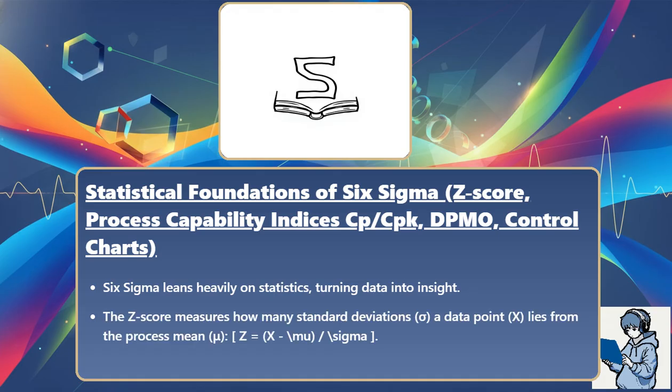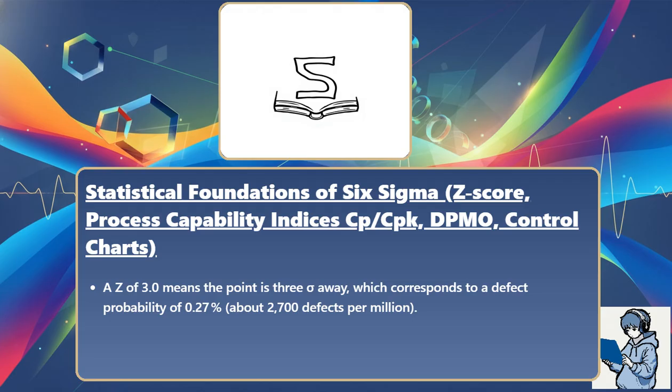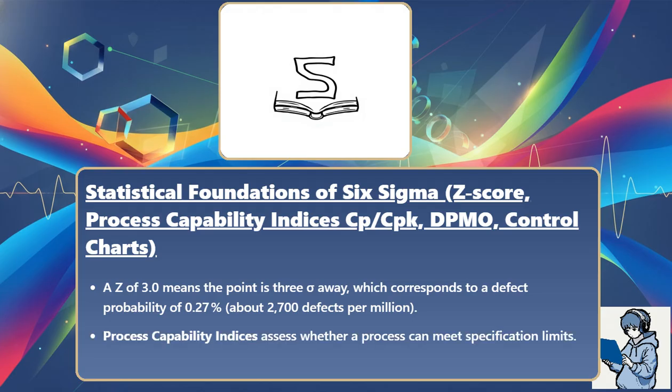The Z-score measures how many standard deviations (sigma) a data point x lies from the process mean mu. Z equals (x minus mu) divided by sigma. A Z of 3.0 means the point is 3 sigma away, which corresponds to a defect probability of 0.27%, about 2,700 defects per million. Process capability indices assess whether a process can meet specification limits.